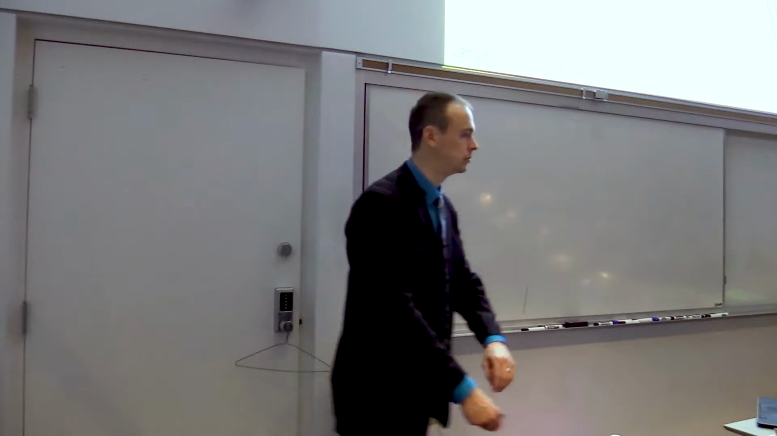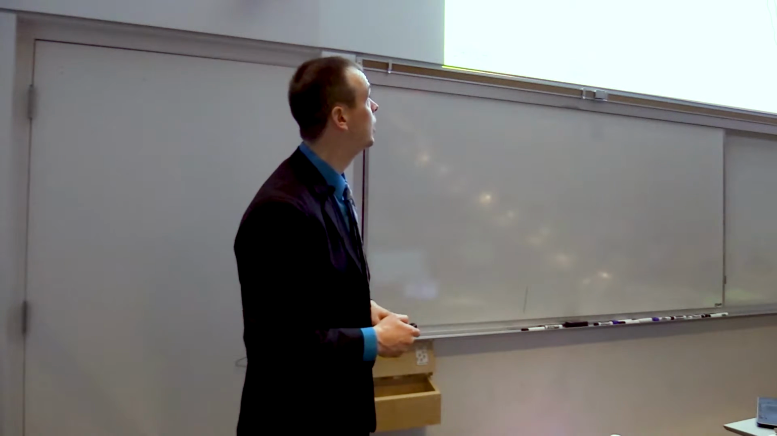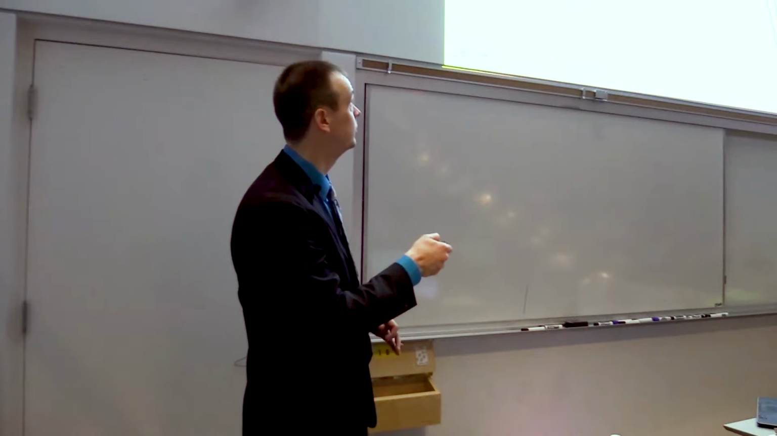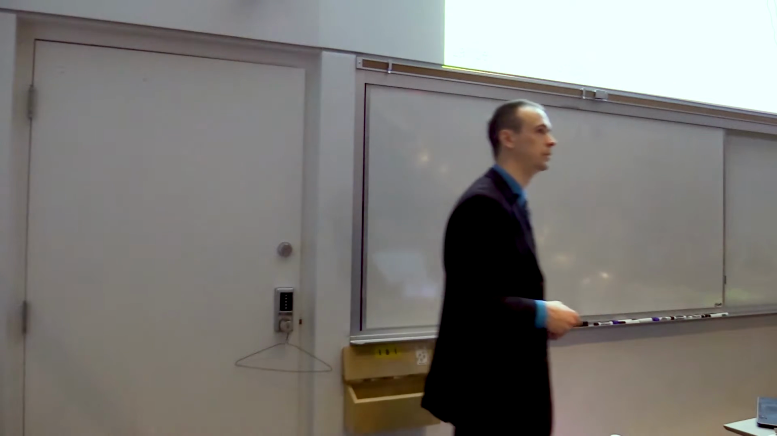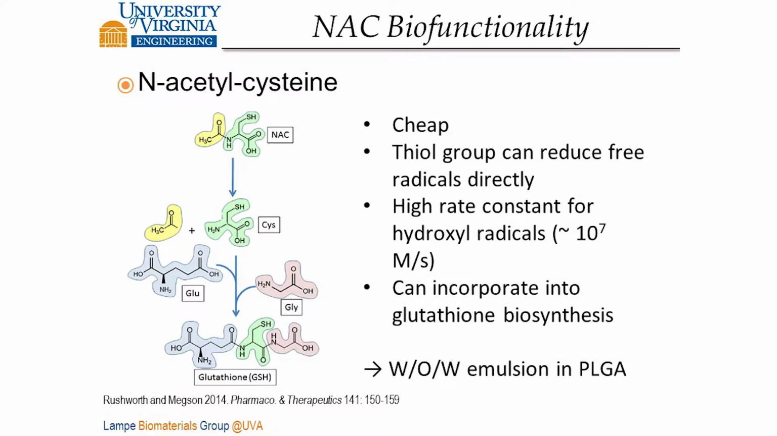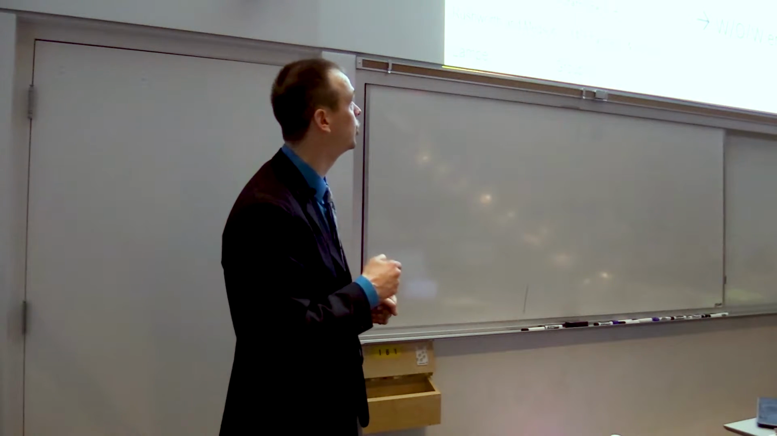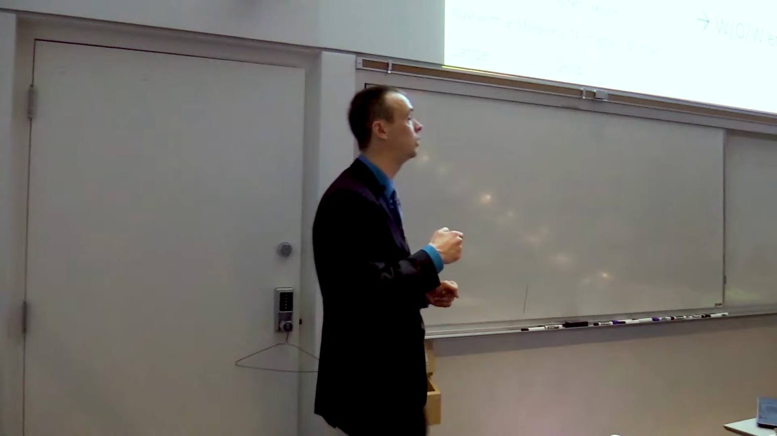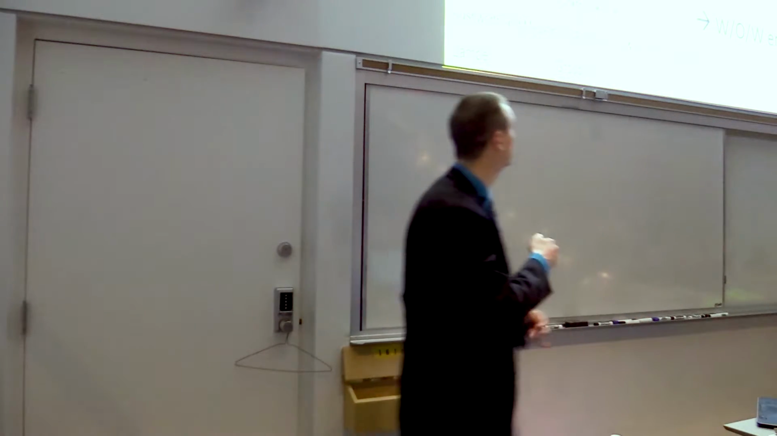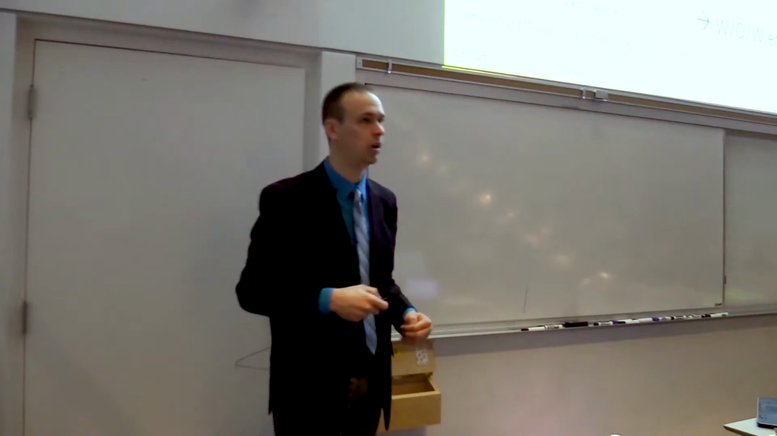So to transition then to the second bit, we're now going to talk mostly about drug delivery, but still in the context of redox biology, right? So we're going to come back to this idea of glutathione and free radicals. The molecule that I'm going to spend most of my time talking about here is N-acetylcysteine. You can see an example of it here. It's a short peptide, and it can be a direct radical scavenger, but it can also get incorporated into the synthesis of that molecule I mentioned earlier, glutathione. This is a native antioxidant inside all of your cells.